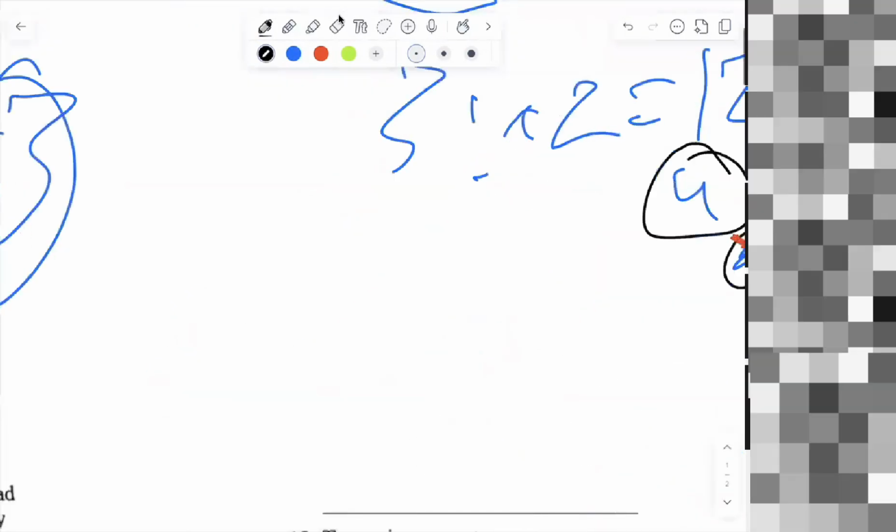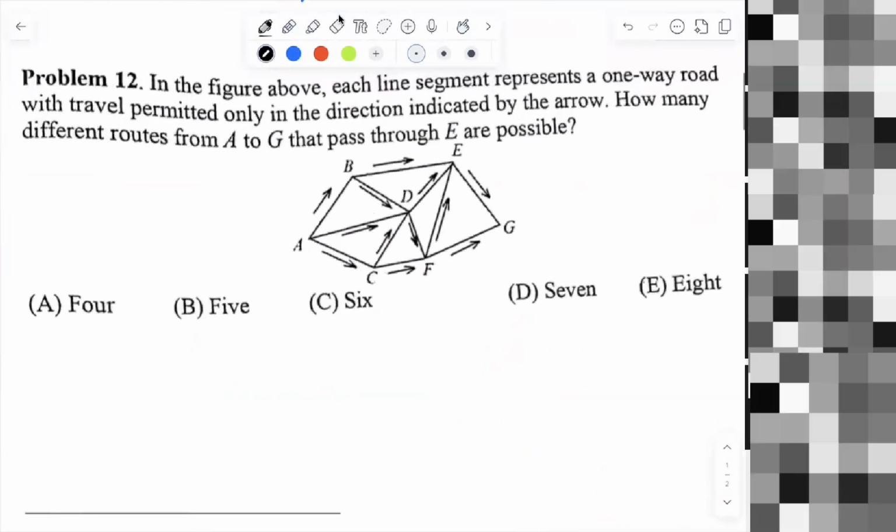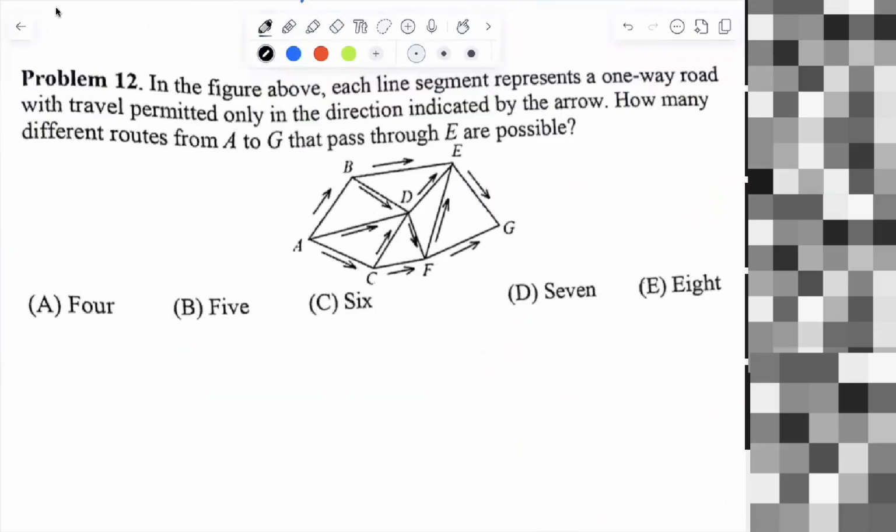Right? Now let's move on to problem 12. Let's go ahead and go with this question and turn your answers to chat.